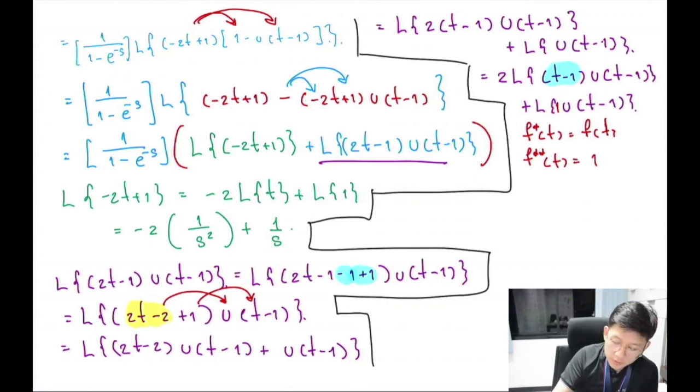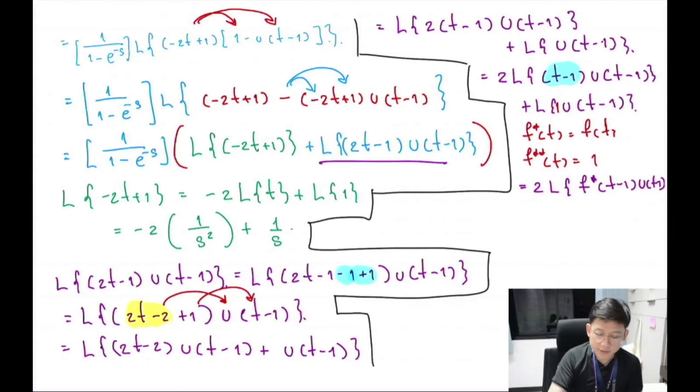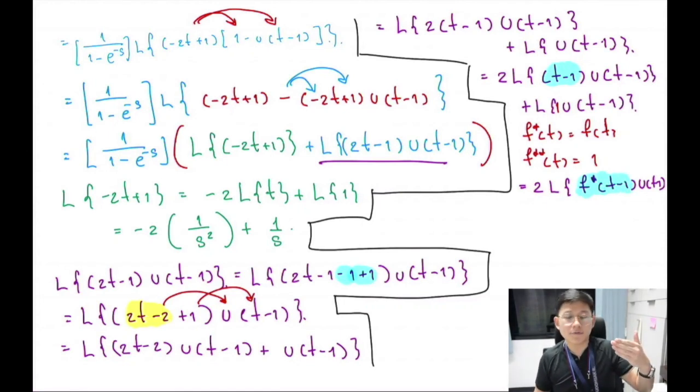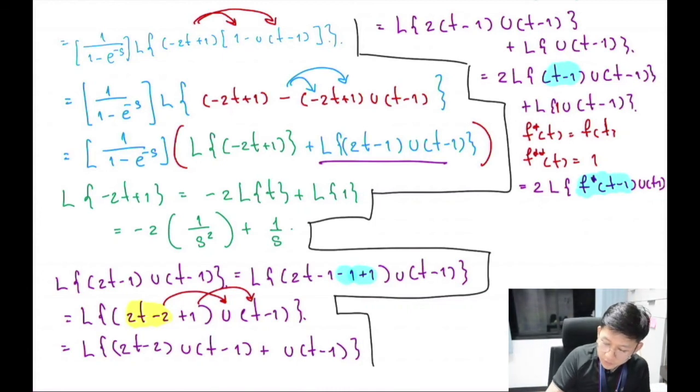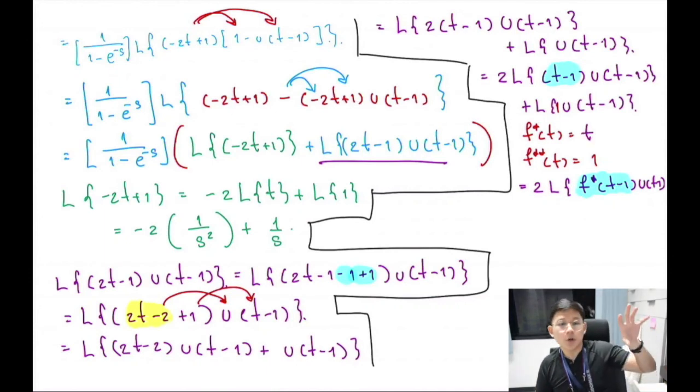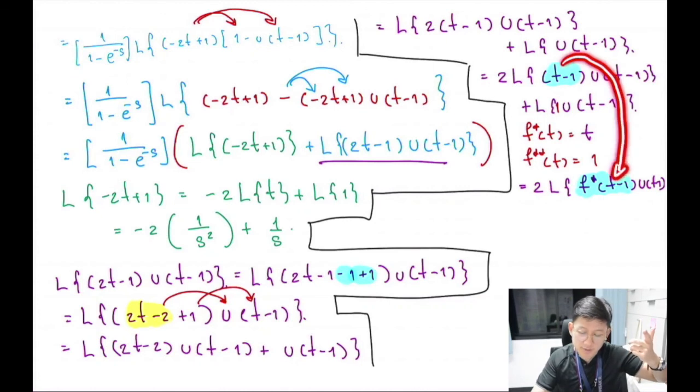So I can write this down as 2 Laplace transform of f star(t minus 1) u(t minus 1). Make sense? It's the same trick, guys. Laplace transform of f star(t minus 1). Because, guys, it's a typo here. f star(t) is t. So f star(t minus 1) is t minus 1. That's why I can write t minus 1 as f star(t minus 1).